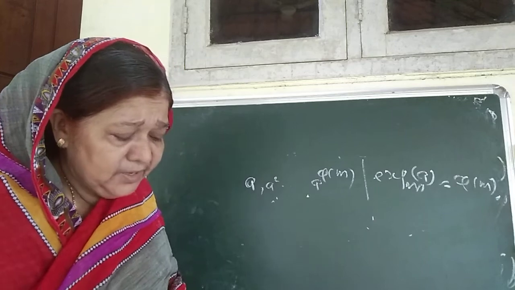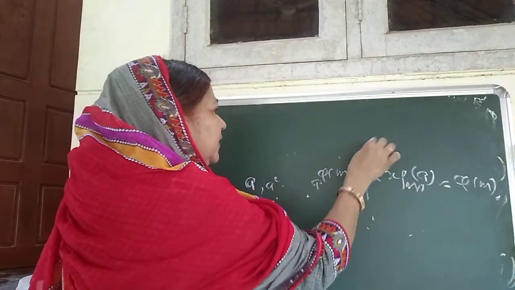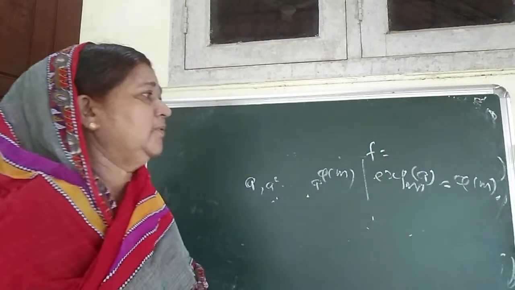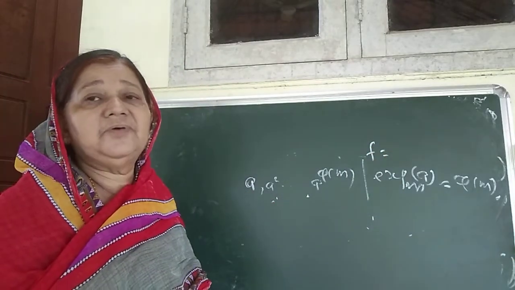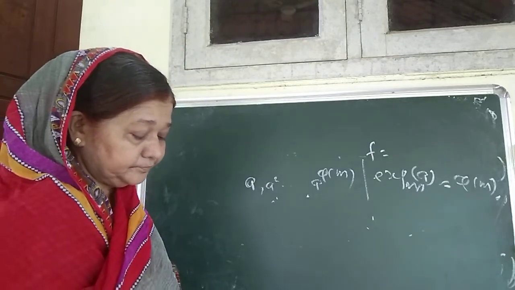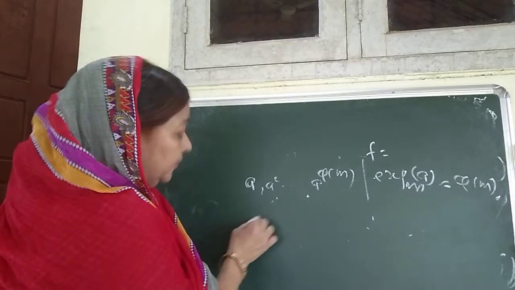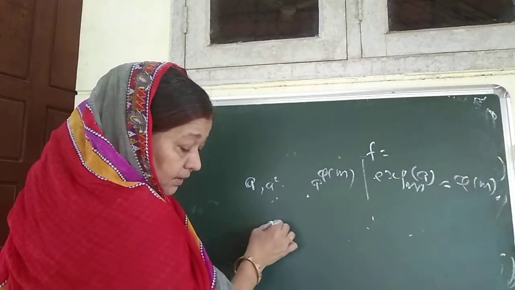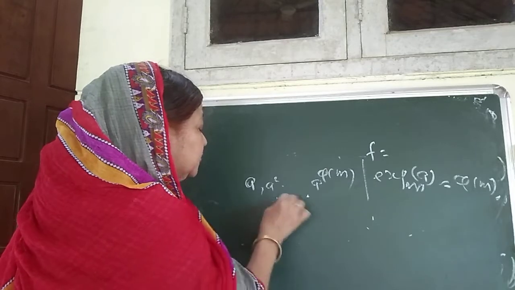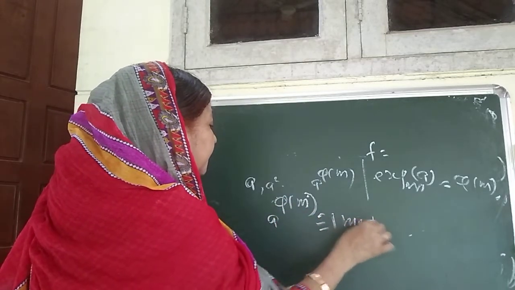Let f equal to exponent m of a, we have to show that f equal to phi m. Since by Euler-Fermat's theorem we know a raised to phi m is congruent to 1 modulo m.